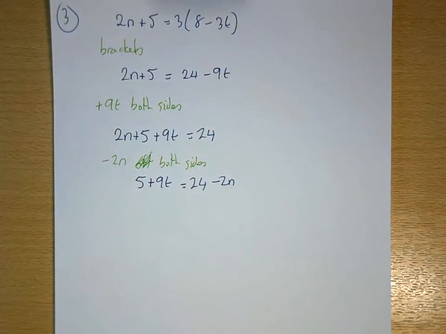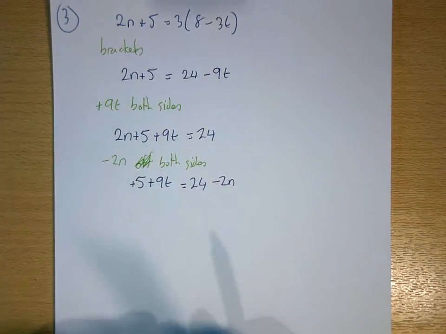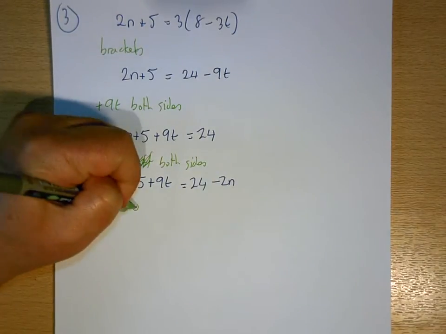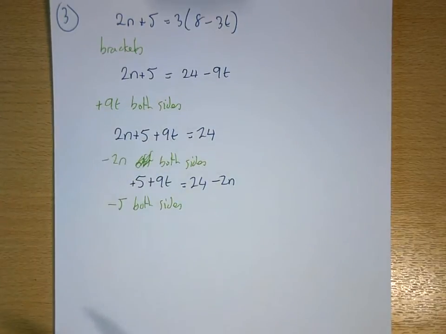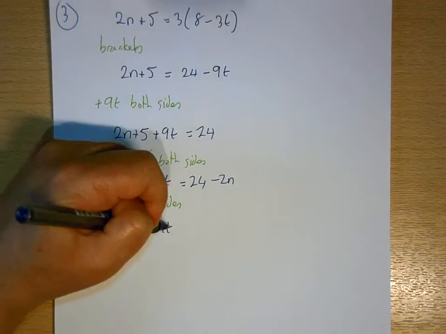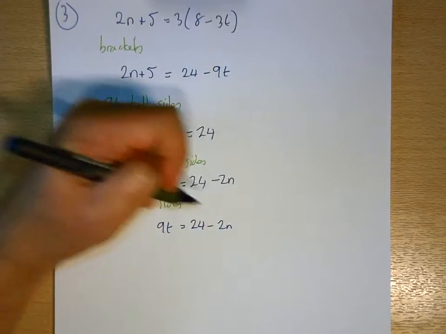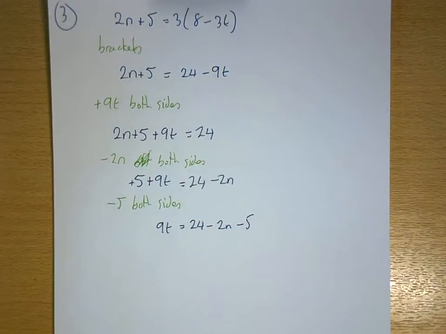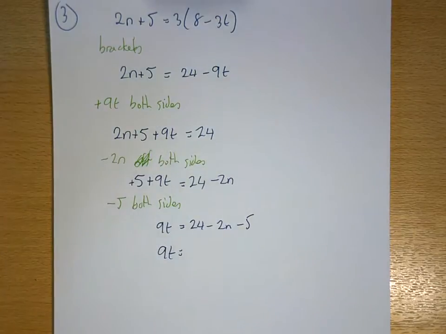Now I deal with the 5. It's a plus 5, so I'm going to take 5 off both sides. Take 5 off that, it goes, leaving me 9t. On this side I've got 24, take 2n, take 5. 24 take away 5 is 19.